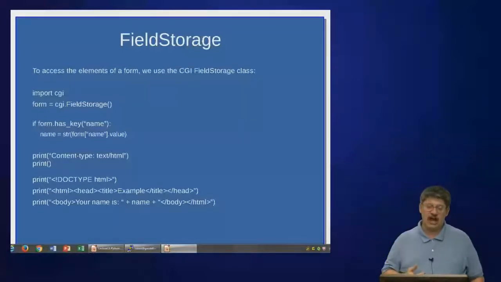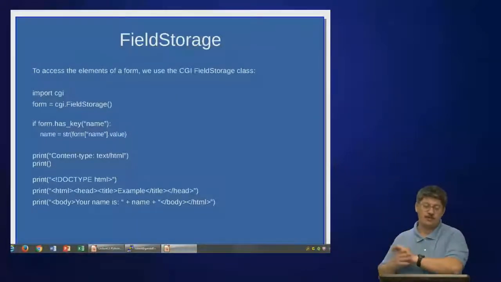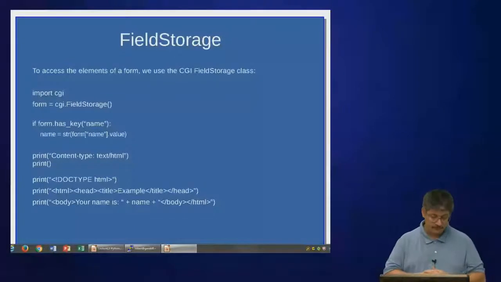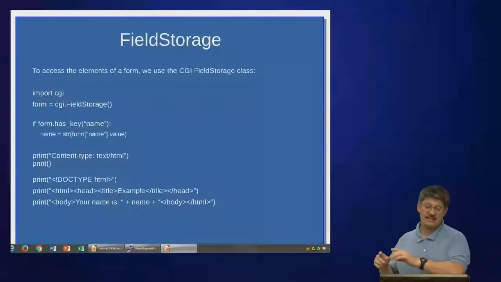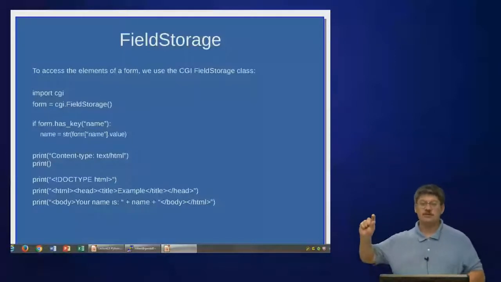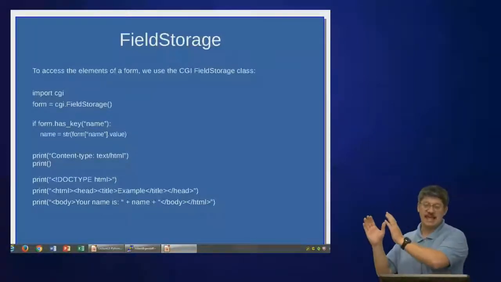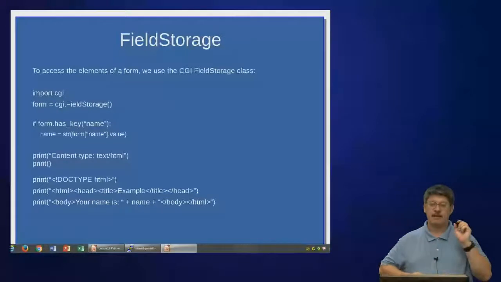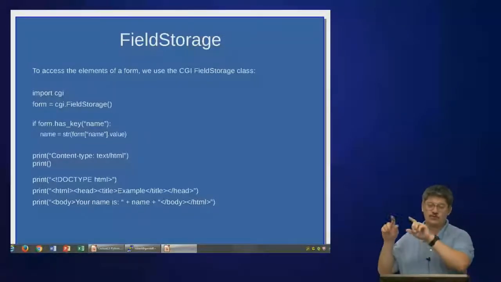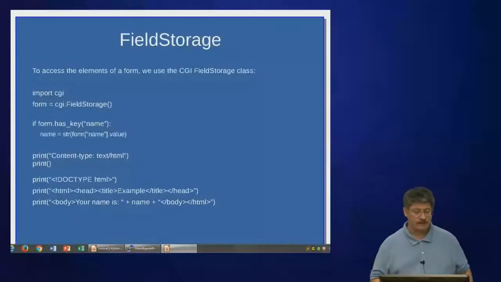I import cgi. And then I'm going to create a variable to store the HTML form object. So I'm going to say form gets cgi.FieldStorage, and then parentheses, because FieldStorage is a constructor function. If form has key of name, so I'm checking if the form has a field that had the name attribute set to name, then I'm going to set my Python variable name to be str, and in parentheses, form square bracket name, .value. What's going on here?